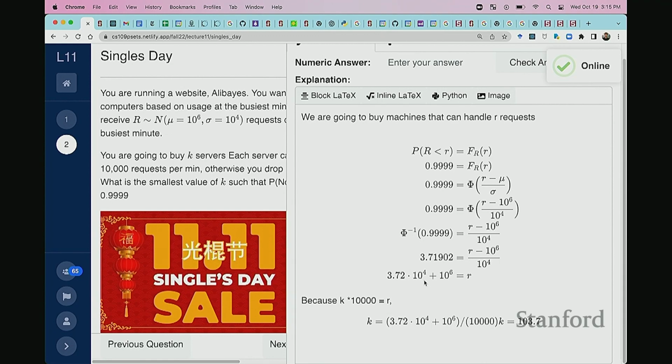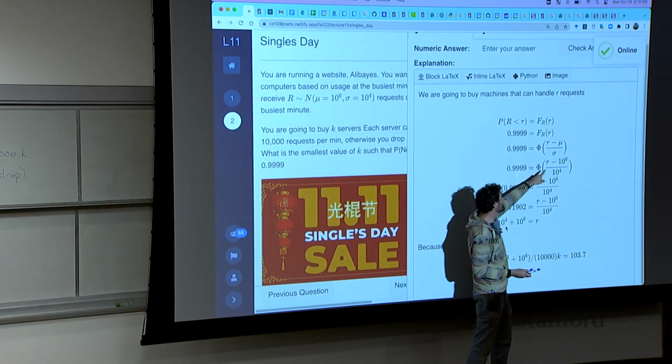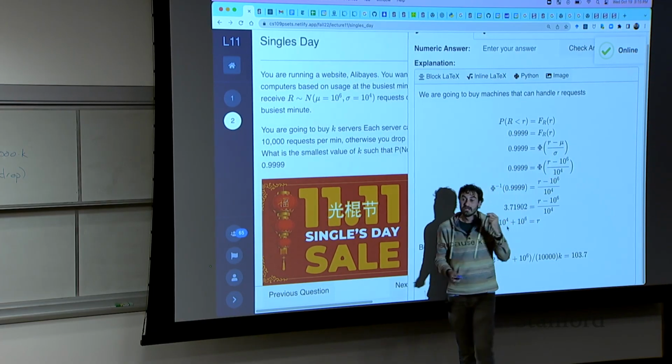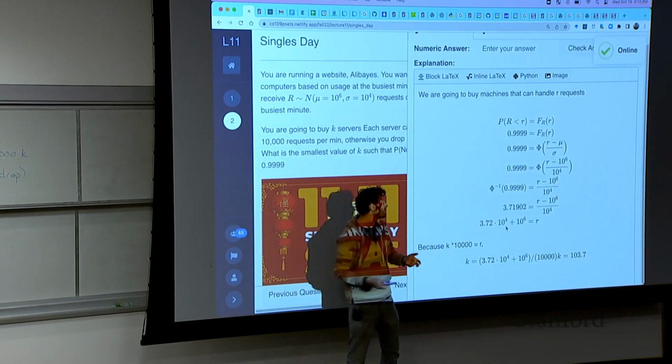If I put in the equation for a normal CDF, it looks like this. It's the phi of whatever the input is minus the mean divided by the standard deviation. I know what the mean and the standard deviation are, so I put those two things into my equation. Now this is a little bit uncomfortable. Normally we don't have a variable on this side of the equation. Normally the thing we're solving for is on the other side. But now we do. We have that R. And this is a bit of a cognitive leap.